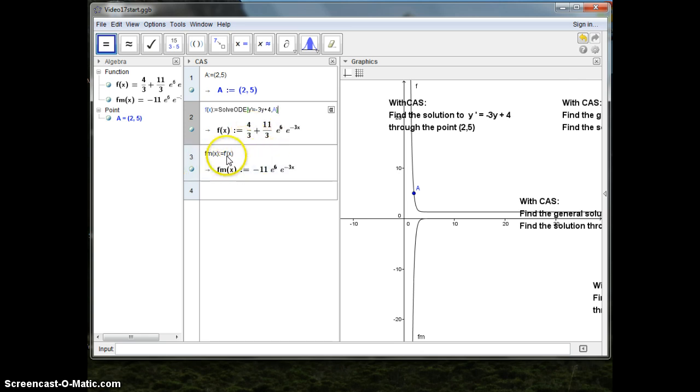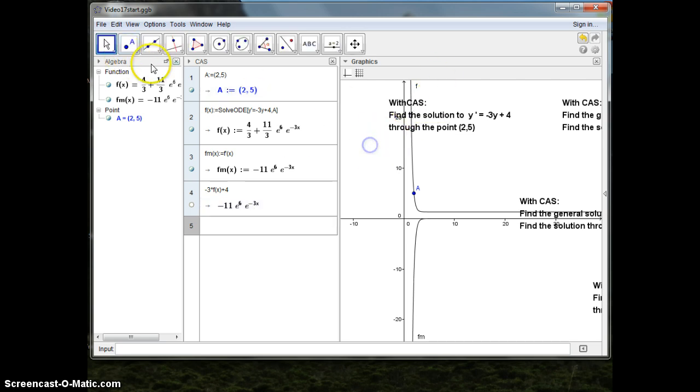And my check is wrong now. Well, it's part of it. But I also want to find minus 3 times f of x plus 4. That is the right side of the equation. The left side I have here. Now I want to find the right side. And I can see those two are equal. So it works.